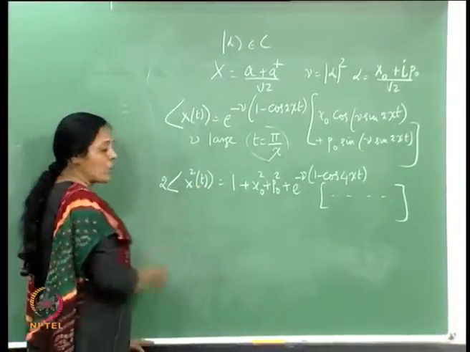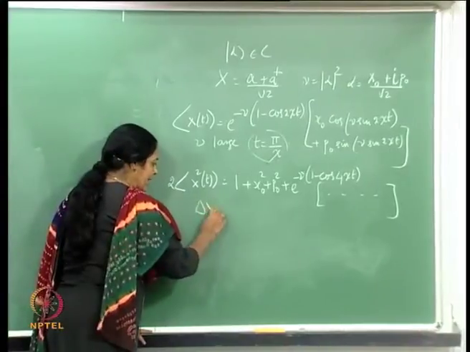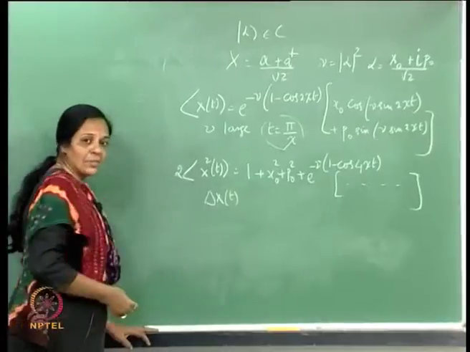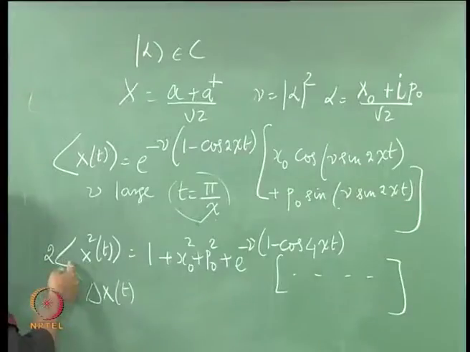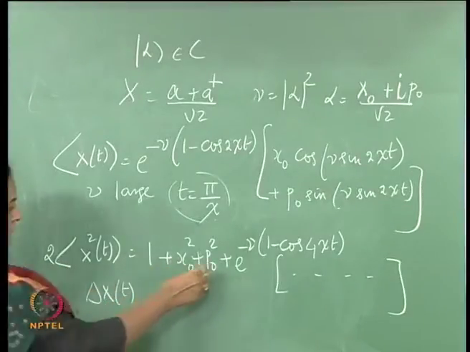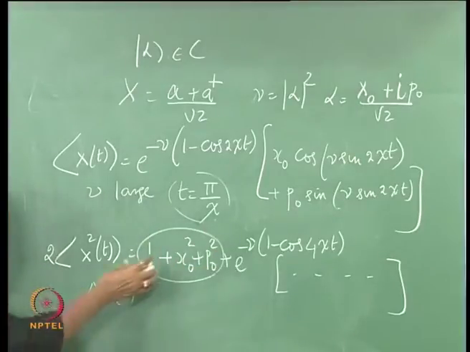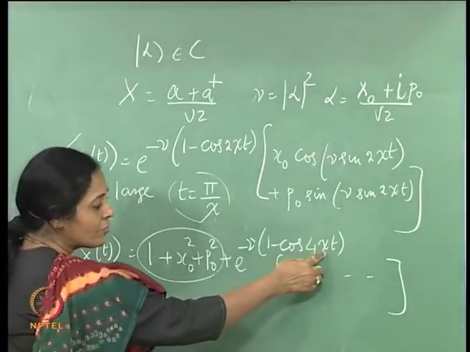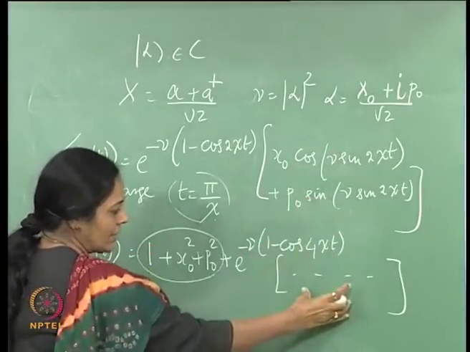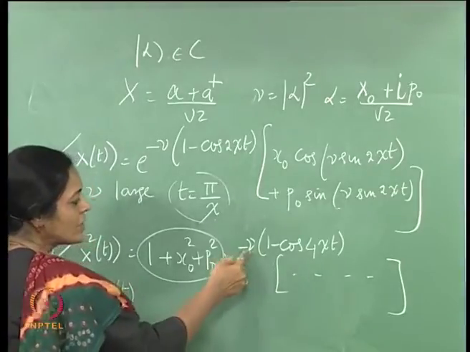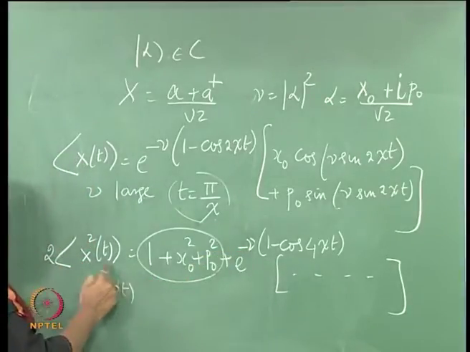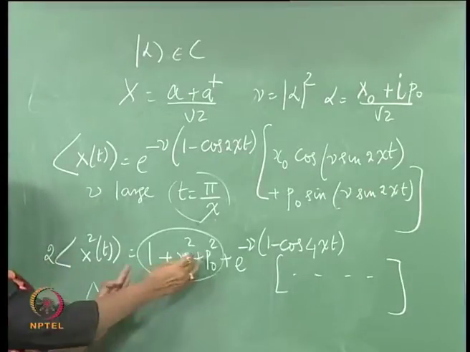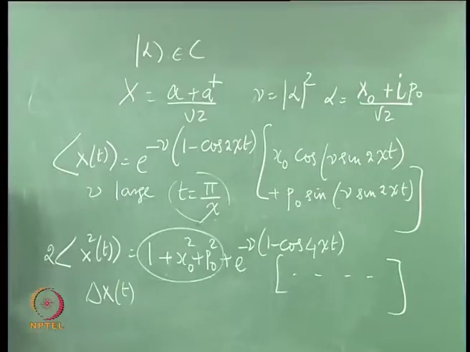Now if you computed x squared of t, equivalently delta x, you could have computed p squared of t, equivalently delta p of t and so on. The expression would be like this. Apart from some overall constants which add up, you have an e to the minus nu (1 minus cos 4 chi t) times objects like this. As you can see, for nu large, x squared of t would essentially be this apart from a factor of 2, and therefore will not show any change in time.